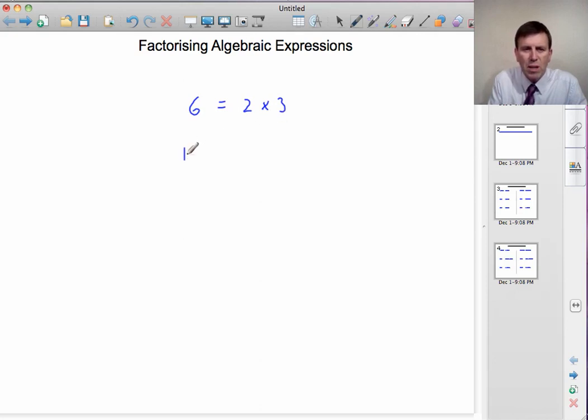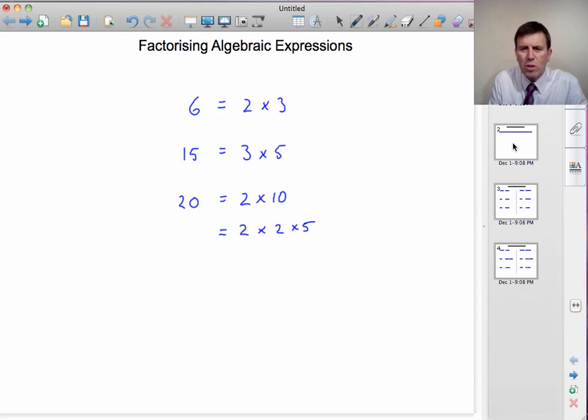Another example would be 15, which can be written as 3 times 5. So I've factorized 15 into 3 times 5. One last example, 20 is 2 times 10. So 20 has been factorized into 2 times 10. It hasn't been what we call completely factorized because instead of writing 10, I can write 2 times 5. And that's what we call a complete factorization of 20.